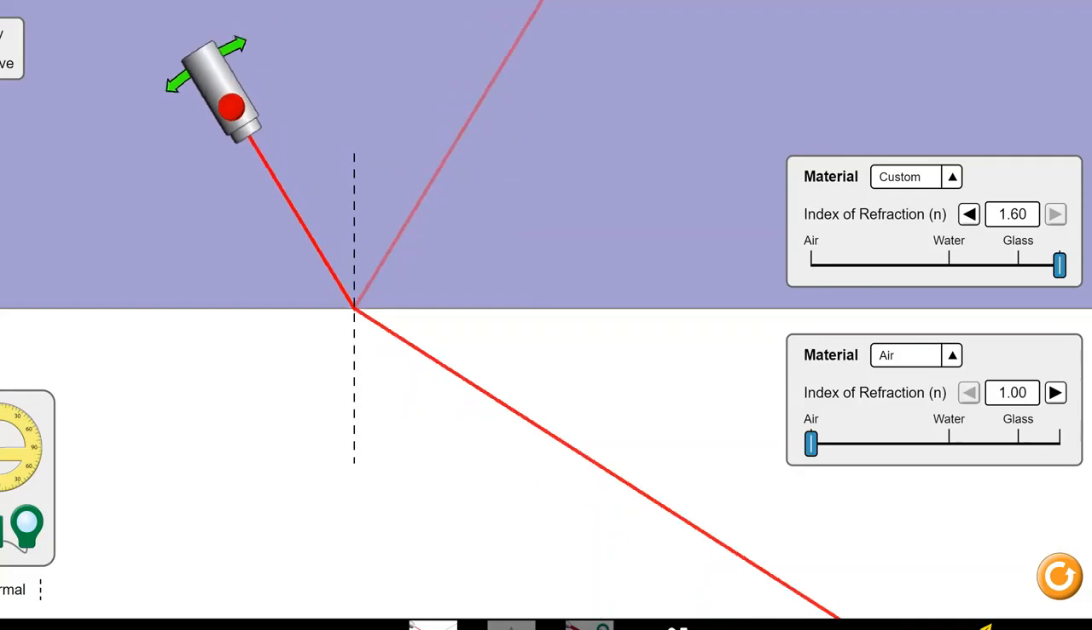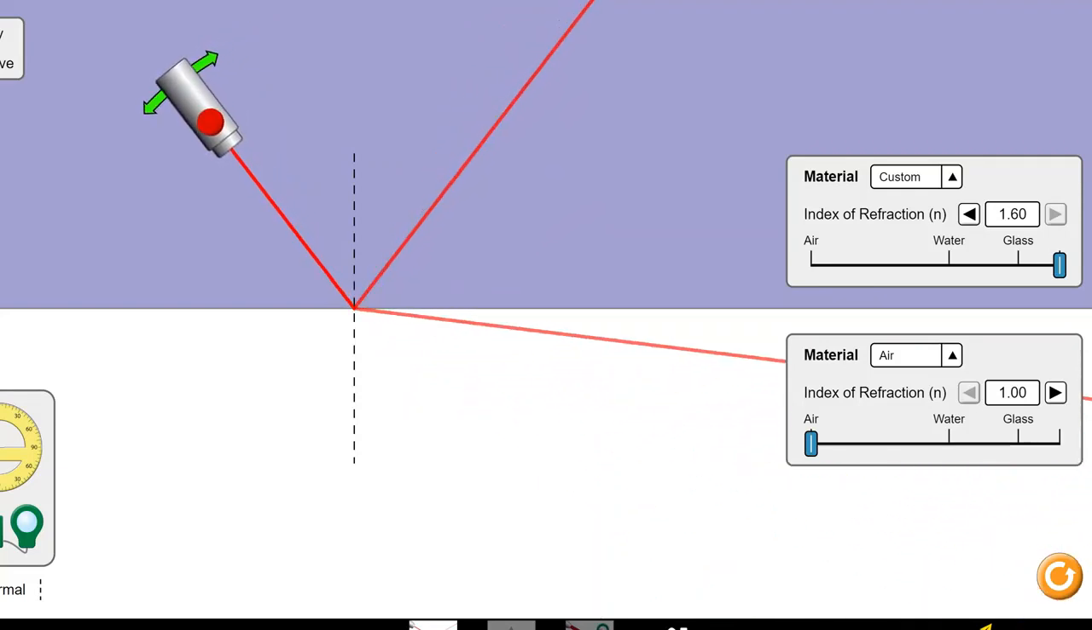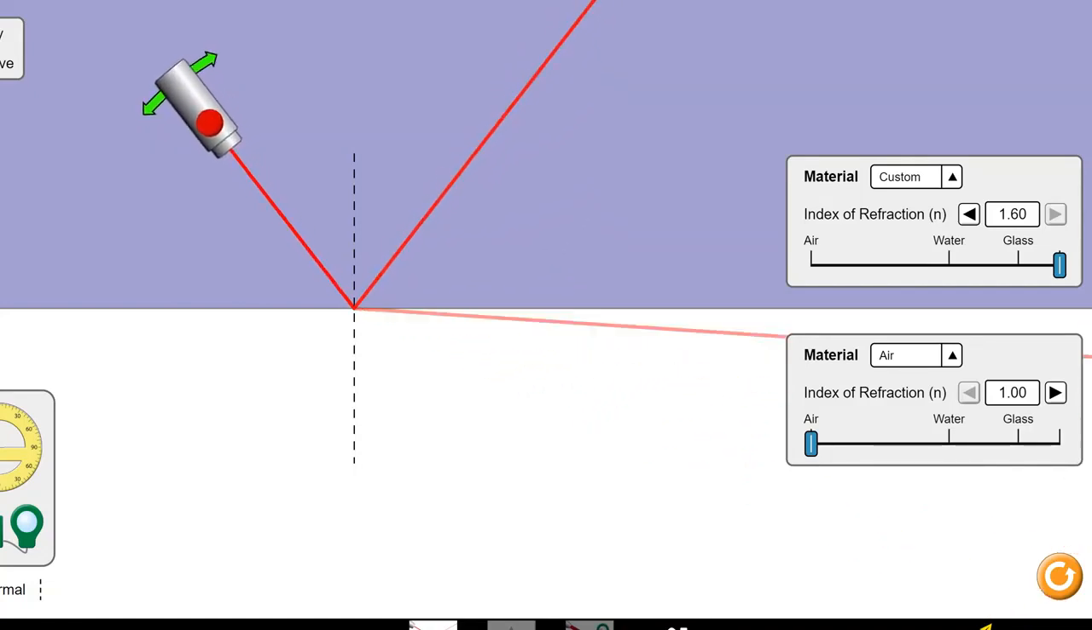Well, what if we increase the incident angle? What if we increase it more? You could see it's bending away from the normal. Well, what happens if it bends and now what's that refracted angle there? I'm trying to get it so it travels along the medium interface. And if it's going right along the medium interface, what's the angle of refraction? Between the normal line and the medium interface, that's a 90-degree angle.